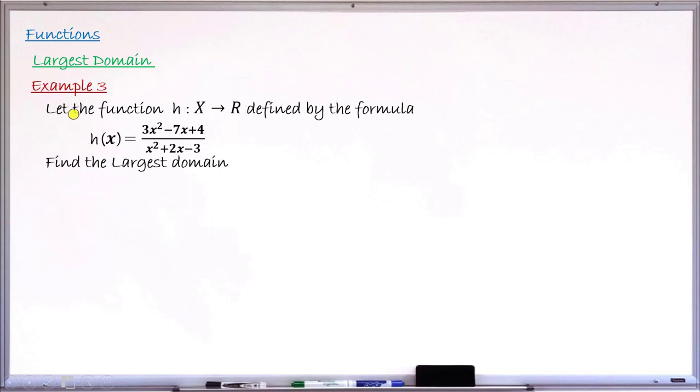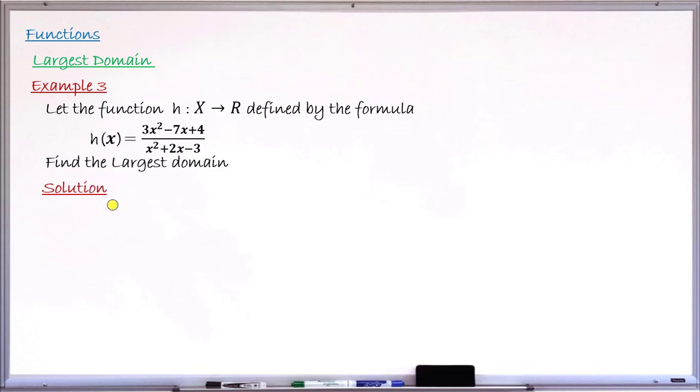Example number 3 says let this very function h that has x as domain and R, that is the set of real numbers, as the codomain, and this function h is defined by the formula h of x equals 3x squared minus 7x plus 4 all over x squared plus 2x minus 3. The question asked is to find also its largest domain. Solution to this very problem.